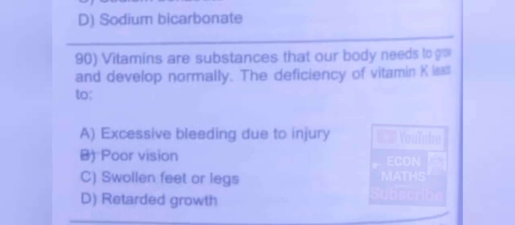Next question is, vitamins are substances that our body needs to grow and develop normally. The deficiency of vitamin K leads to, the options are: A, excessive bleeding due to injury. Option B is poor vision. Option C is swollen feet or legs. And D is retarded growth. So the correct option is excessive bleeding due to injury.